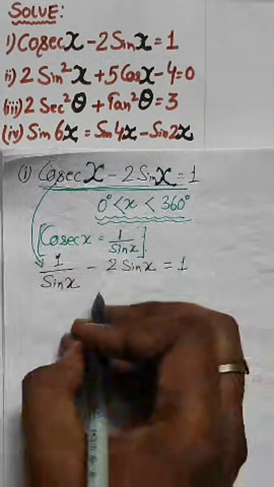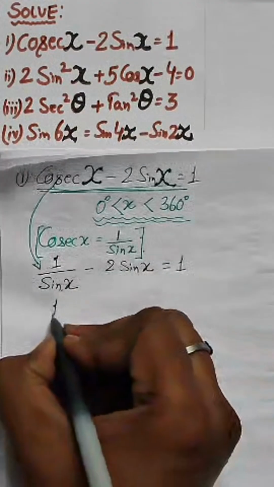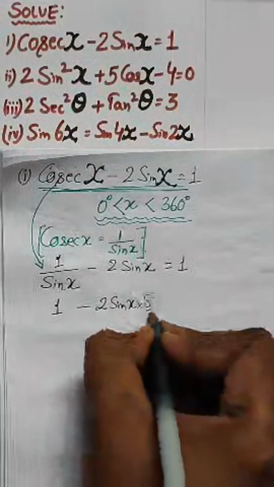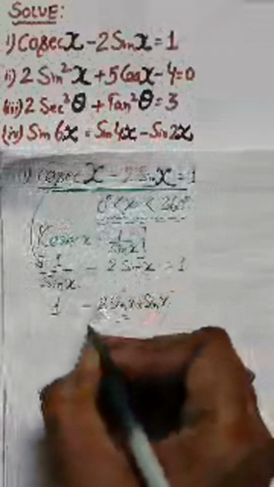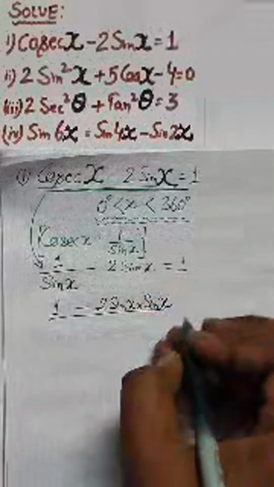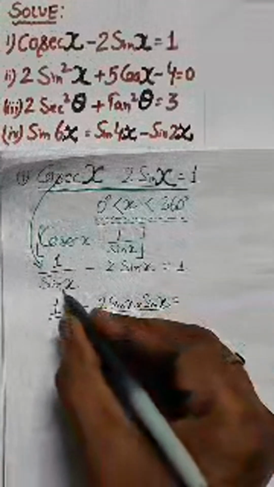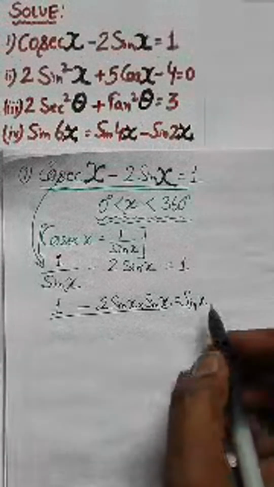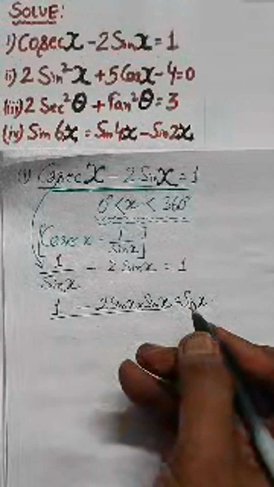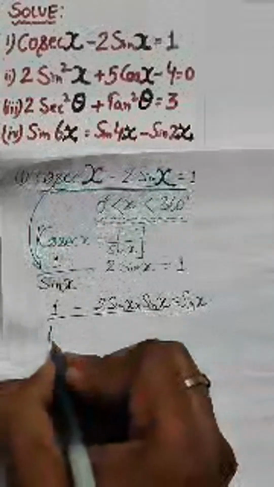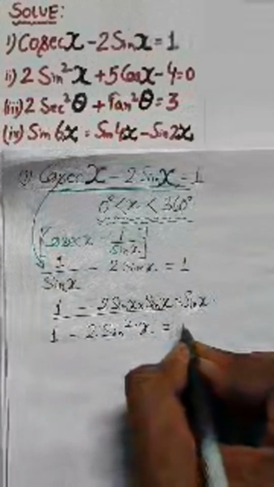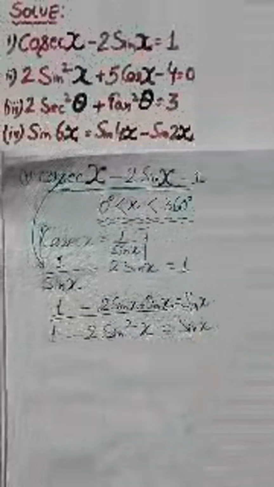If 1 by sin x minus 2 sin x equal to 1, this can be further simplified taking sin x as denominator. This can be written as 1 minus 2 sin x into sin x, because this sin x will be multiplied with this one, is equal to 1, and into the RHS we have sin x, right? So this will give you 1 minus 2 sin square x is equal to sin x, right?